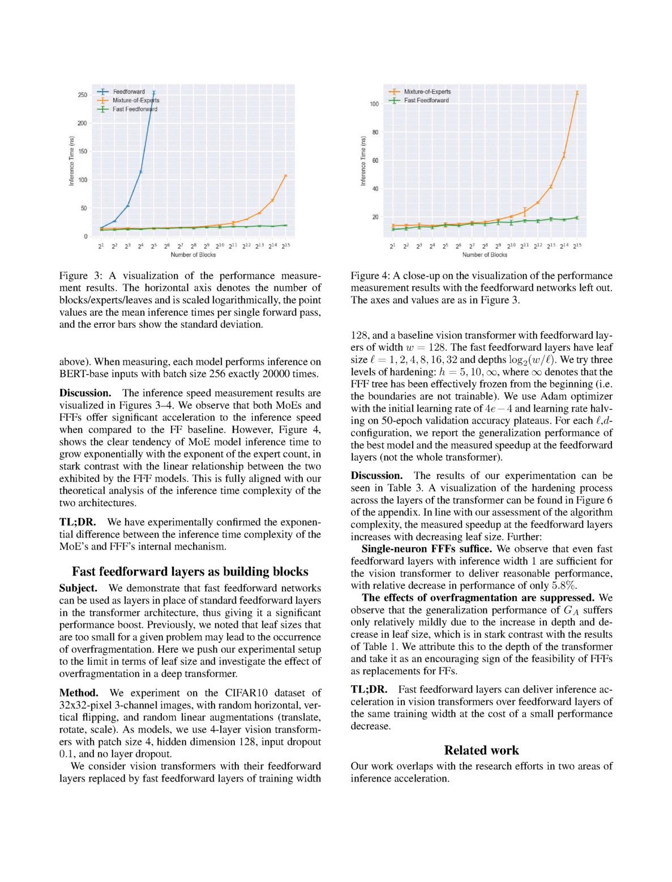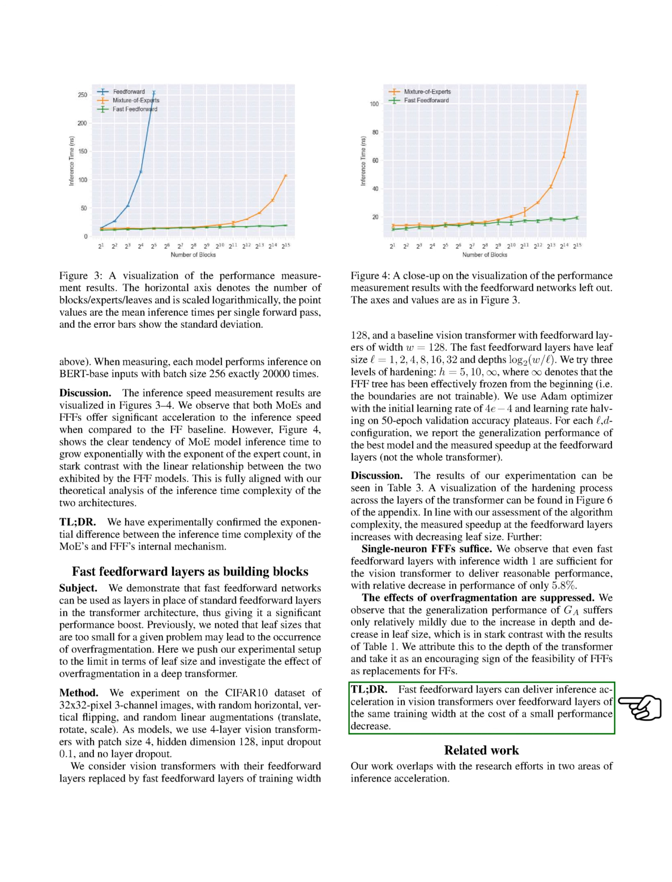Section summary. The authors conducted experiments on the CIFAR10 dataset using vision transformers with different configurations. They replaced the feedforward layers with fast feedforward layers of varying leaf sizes and depths. The results showed that even fast feedforward layers with an inference width of 1 can deliver reasonable performance, with only a 5.8% decrease in performance. This suggests that fast feedforward layers can provide inference acceleration in vision transformers with a small trade-off in performance.